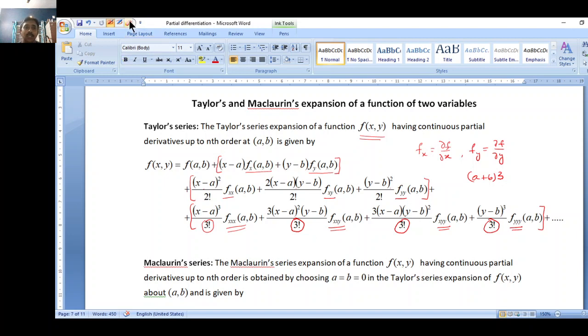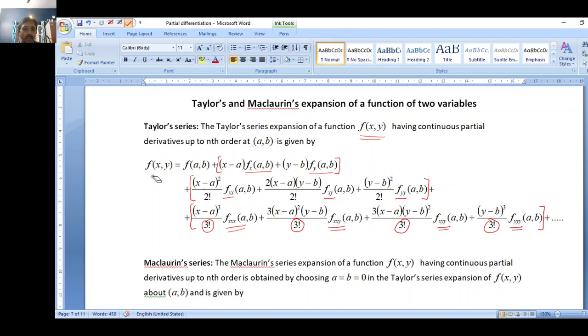Right? So this is exactly what we mean by the Taylor series expansion. And why do we need this Taylor series expansion could be the next question. And the answer to that question is that if you want to understand the behavior of the given function, which is defined at a particular point a comma b in its neighborhood, then this expansion will be valid for all the points x comma y in the neighborhood of a comma b. So that will tell us as to how the function behaves in the neighborhood of a comma b, right?